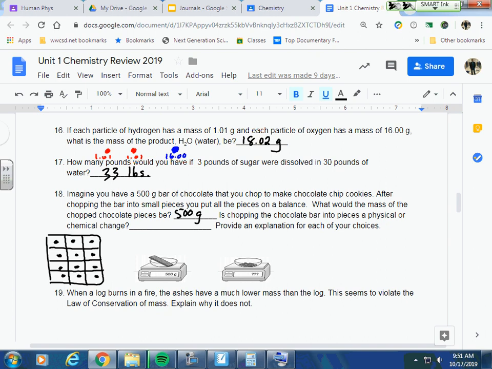Is chopping the chocolate bar into pieces a physical or chemical change? It's just a physical change. Provide an explanation for your choices. Here I made a model, but really all we're doing here is changing the shape. That's all we're doing. So no particles are going to be lost. No particles are going to be gained. We're just changing the shape. We still have the same number of particles as in the beginning. We just changed the shape.